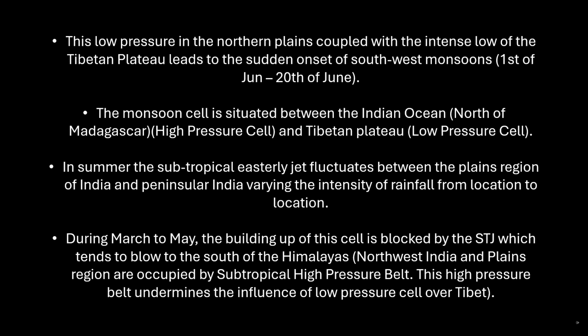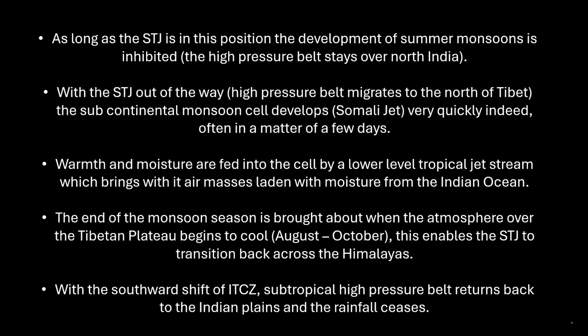During March to May, the building up of this cell is blocked by the STJ, which tends to blow to the south of the Himalayas. Northwest India and plains region are occupied by the subtropical high-pressure belt. This high-pressure belt undermines the influence of the low-pressure cell over Tibet. As long as the STJ is in this position, the development of summer monsoons is inhibited. The high-pressure belt stays over North India.